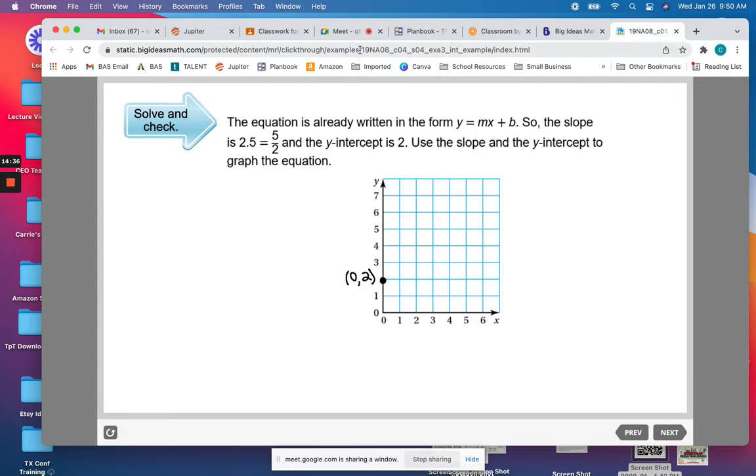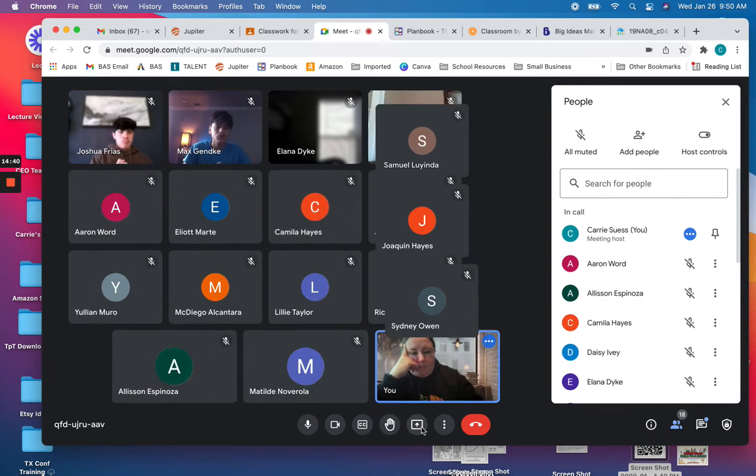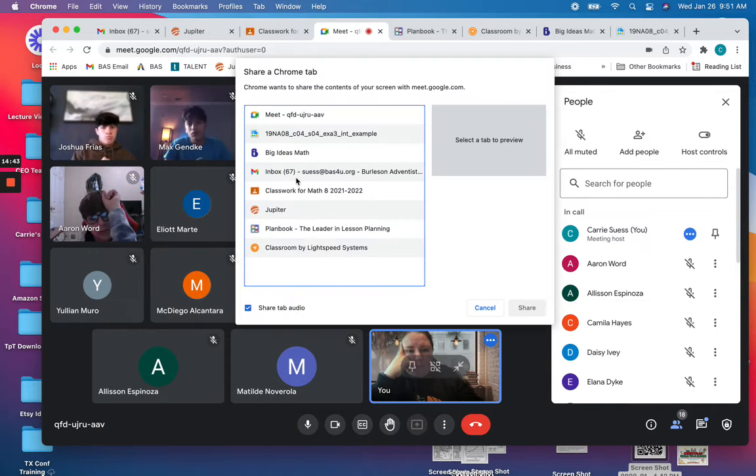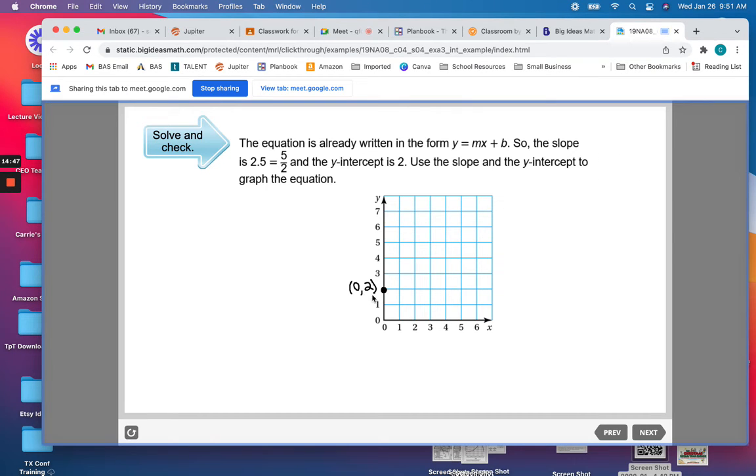let me switch my camera. We can graph it. From this y-intercept, we're going to go up 5, over 2. So 1, 2, 3, 4, 5, then 1, 2, right there. Go up first, over second. And then draw your line through it.